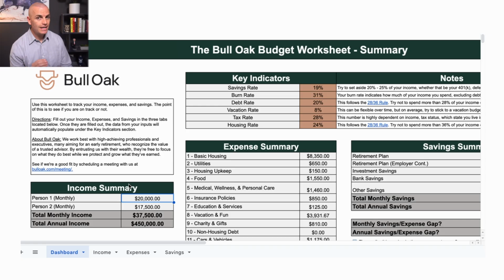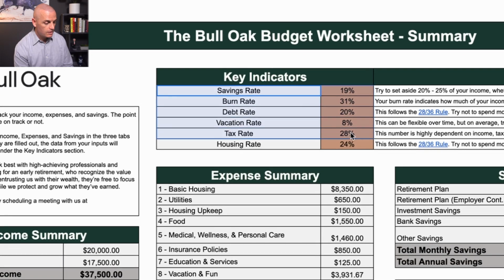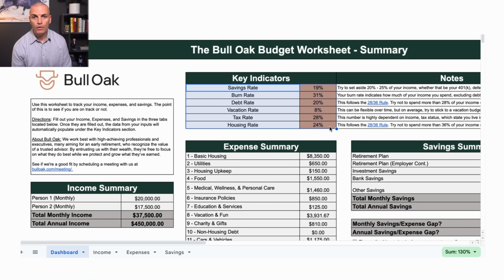And really what you're trying to take away from all of this are these 6 numbers down here, these key indicators. So you're going to know what your savings rate is, your burn rate, your debt rate, your vacation rate, your tax rate, and then finally your housing rate. And then I'm going to go over what those key indicators are so that you can provide a little bit of context to see exactly where you stand.